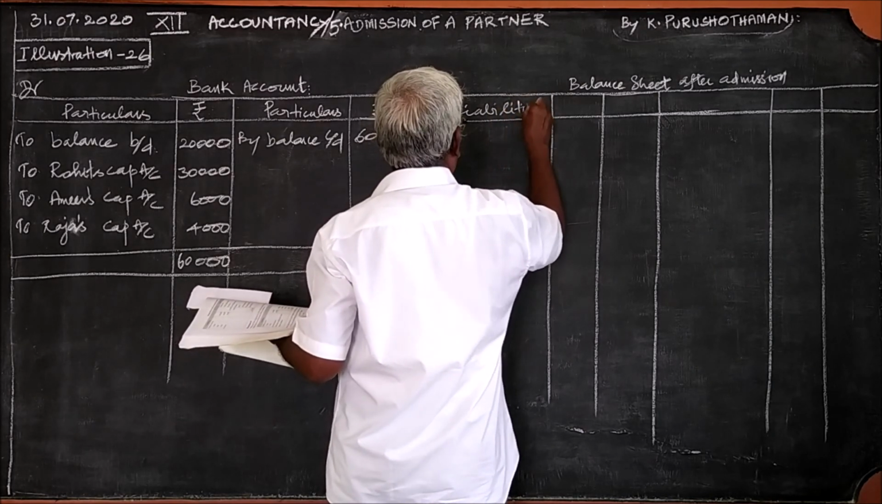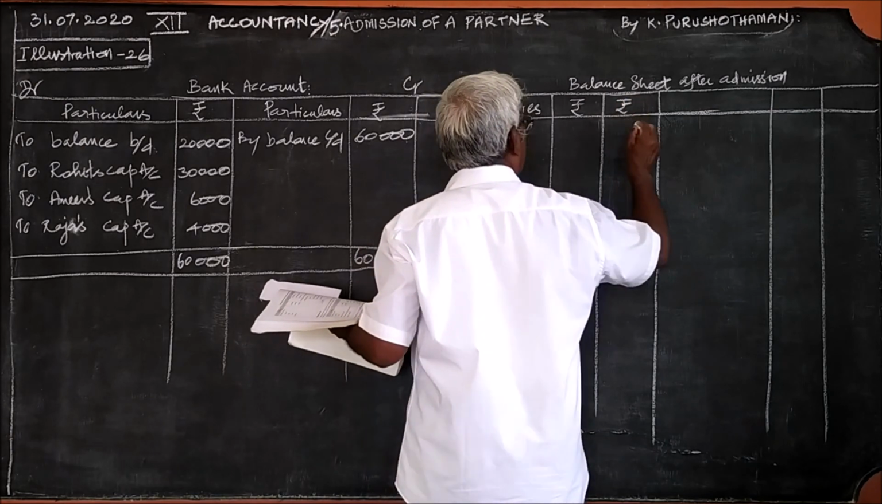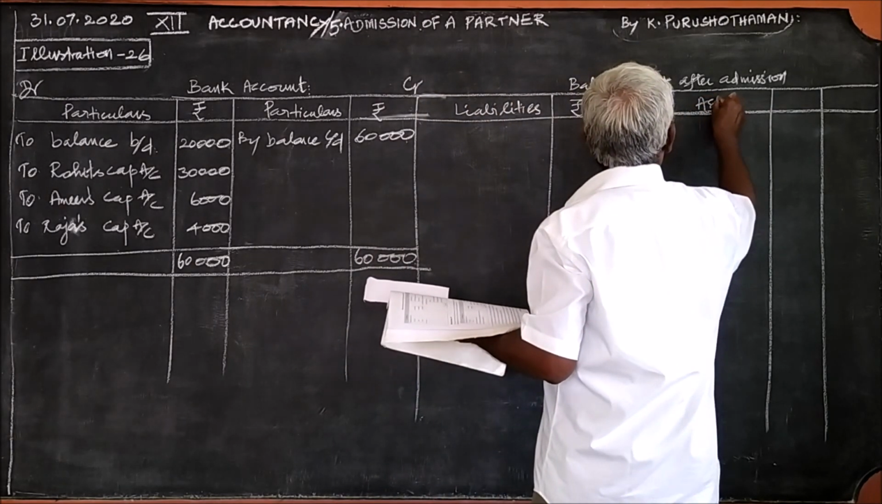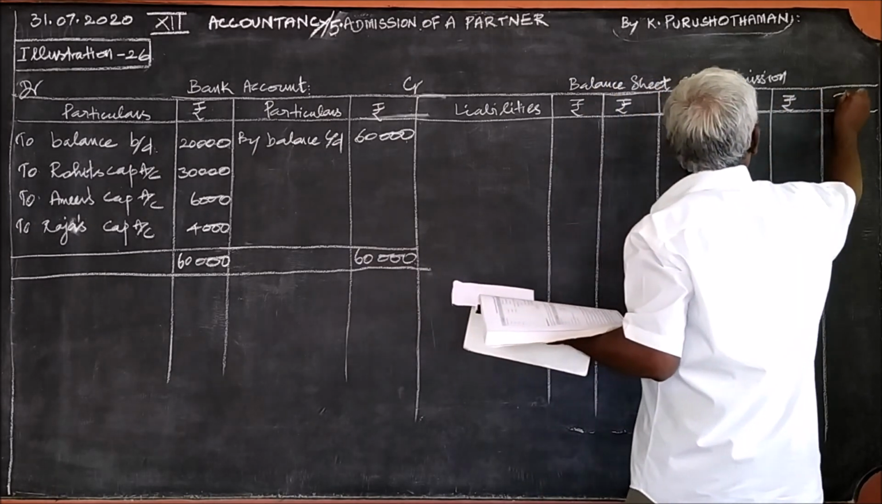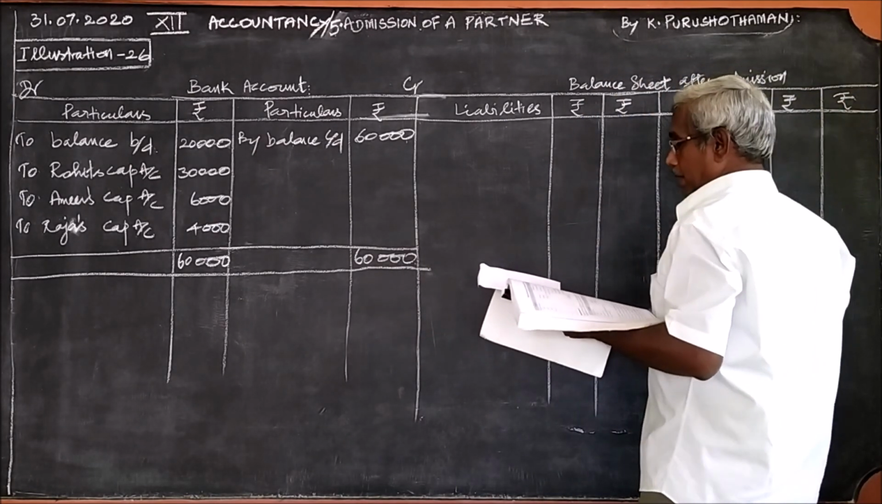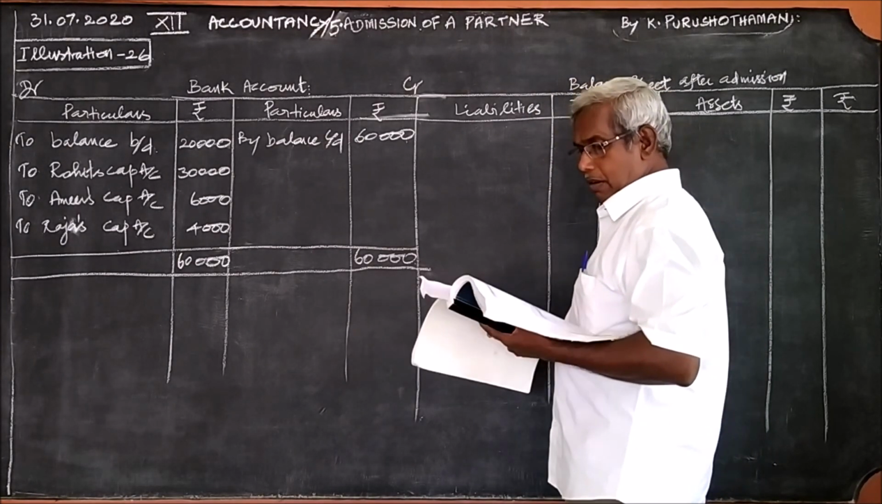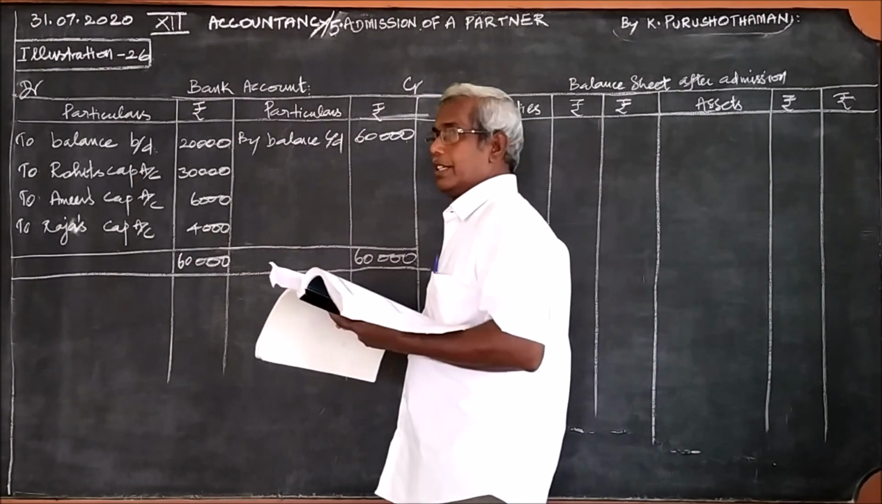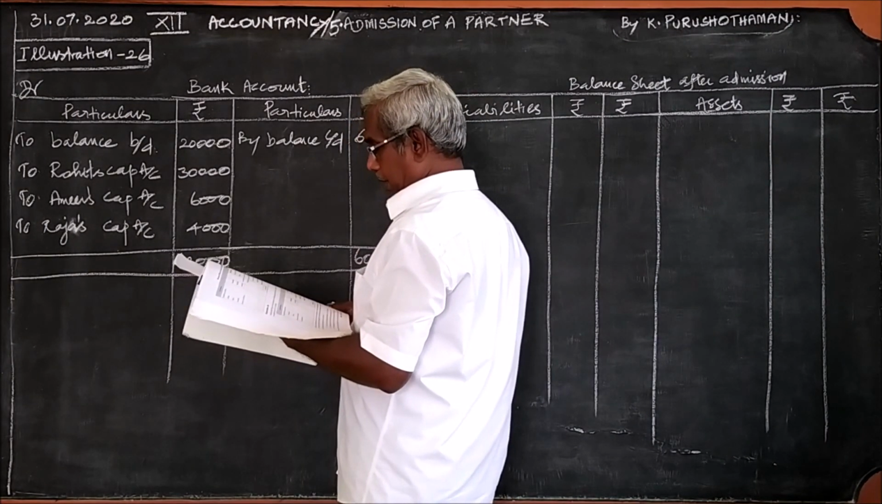Liabilities, rupees, assets, rupees. Now we can write one by one. What we should write in the balance sheet? See the question.